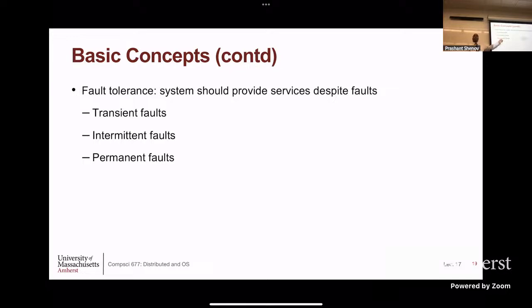A permanent fault means that the failure has occurred and some component has actually failed. Basically, in terms of time, this means that component is dead. Some part of the system actually failed. So there are several different types of faults that we want to think about. We want to worry about all of them, but permanent faults, clearly you need to really deal with.